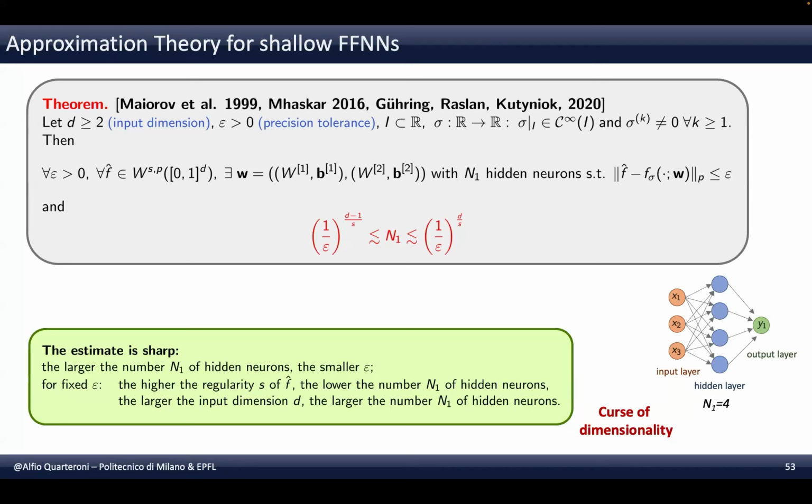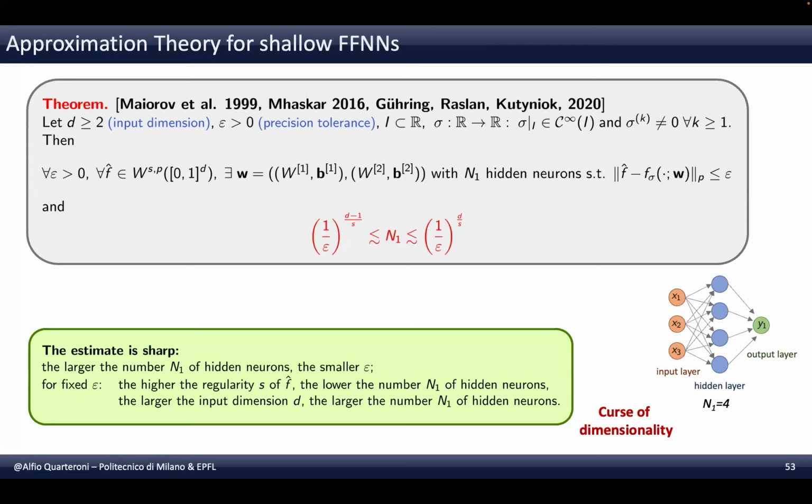So what is that telling us? We say that if epsilon is a given tolerance, so epsilon is small, and sigma, which is the activation function, is a smooth function, say the arc tangent, just to make an example. Then for every epsilon and for every f in the ideal model, say, in the Sobolev space W^{s,p}, there exists a neural network, meaning a distribution of weights and biases, with N1 hidden neurons, such that the error on f is lower than epsilon.